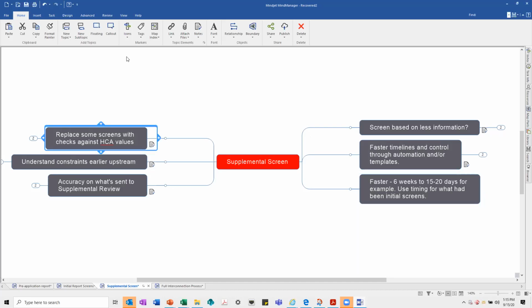That is what I understand. But if it's doing it automatically, use that timing for what had been the initial screens. And if those values automatically let it go through, it's through. That seems like an opportunity to avoid a 6-week period. That seems good to me. And maybe not always, but sometimes.